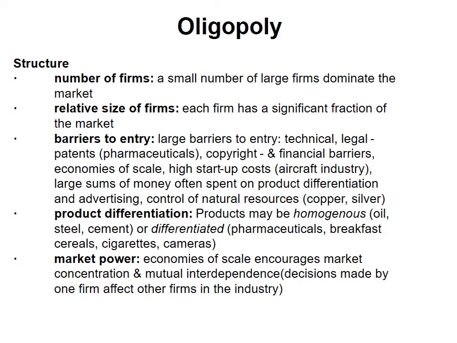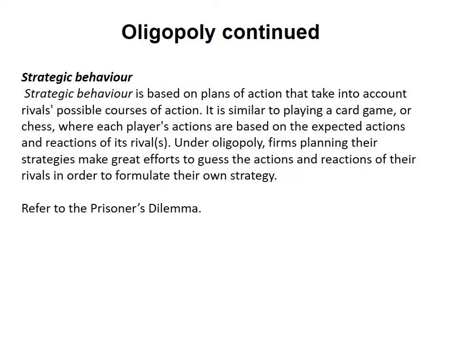And here we go, there's the IB emphasis on mutual interdependence. So the decisions made by one firm affect other firms in the industry, and you'll see an example of that coming up in this presentation. So strategic behavior, this is important, is based on plans of action that take into account rivals' possible courses of action. So it's similar to playing a card game or chess, where each player's actions are based upon the expected actions and reactions of its rivals. Under oligopoly, firms planning their strategies make great efforts to guess the actions and reactions of their rivals in order to formulate their own strategy.